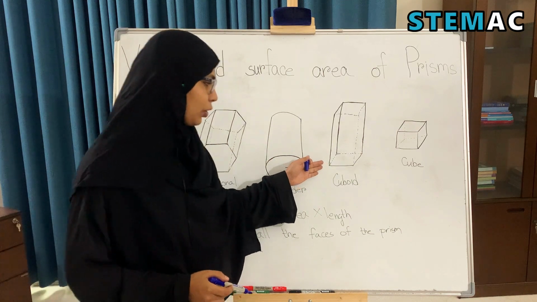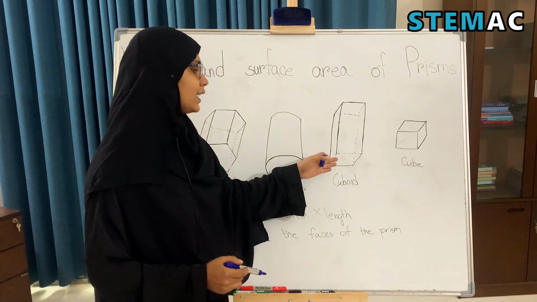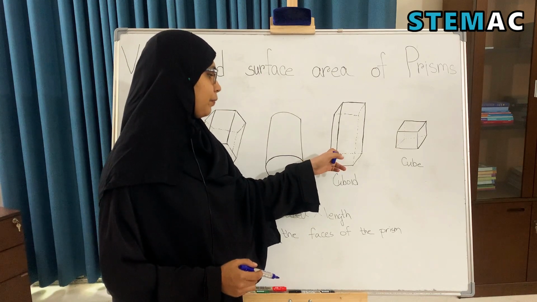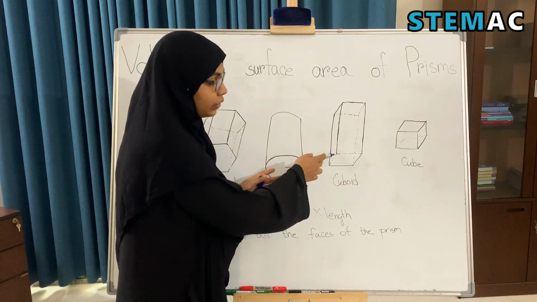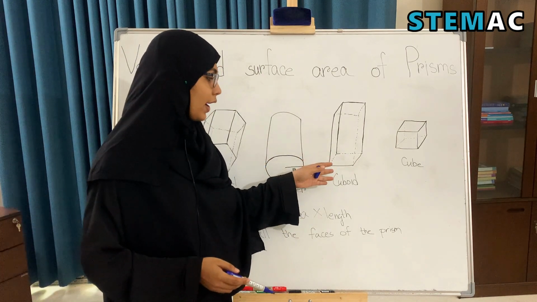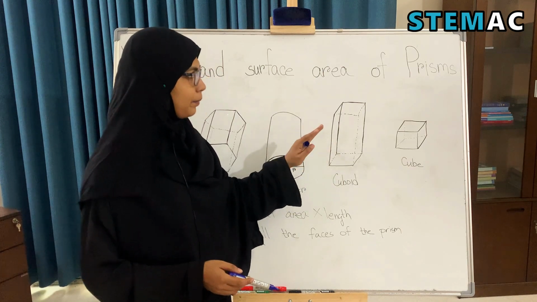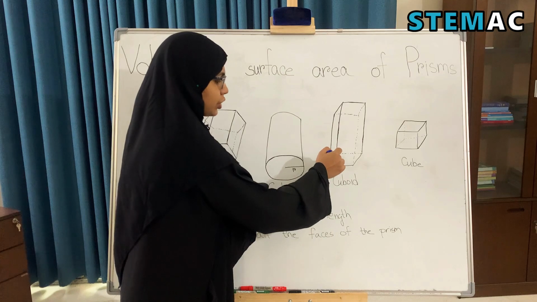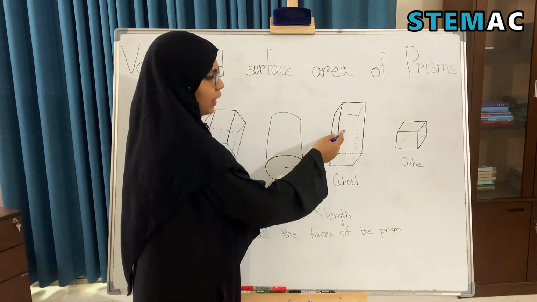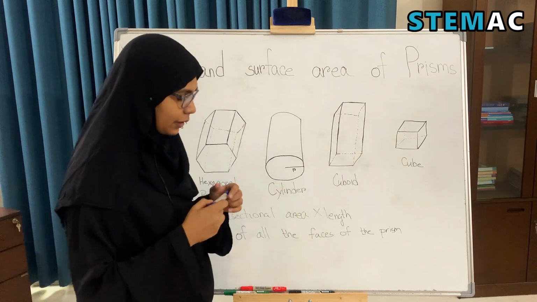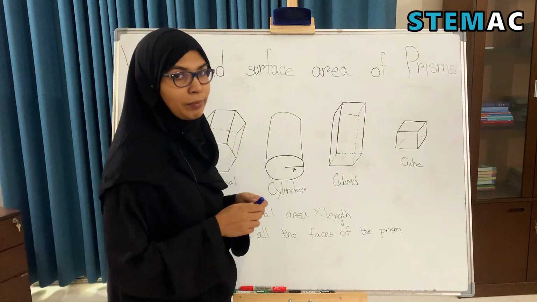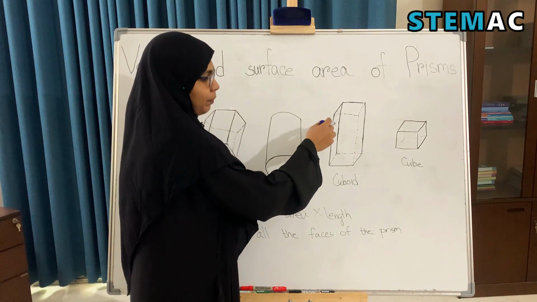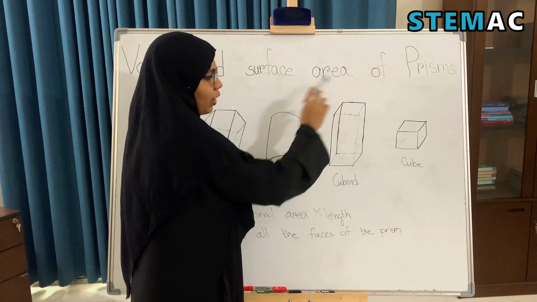This is a cuboid. Cuboids have a rectangular or square shaped cross section, and just like before, I have given the example of a loaf of bread. You would get this same shape throughout its length.